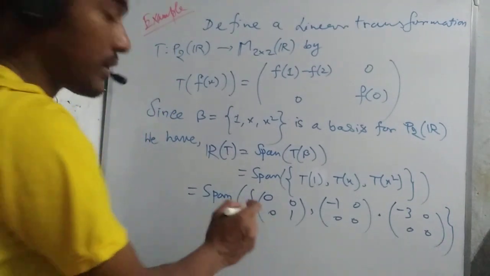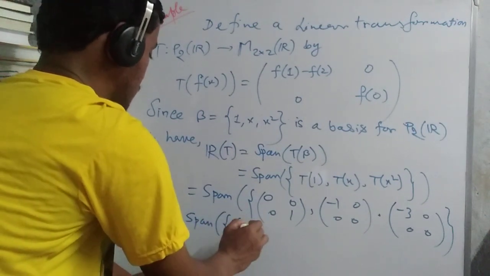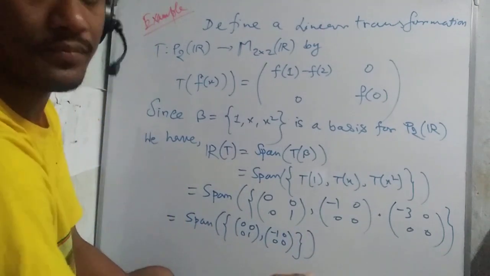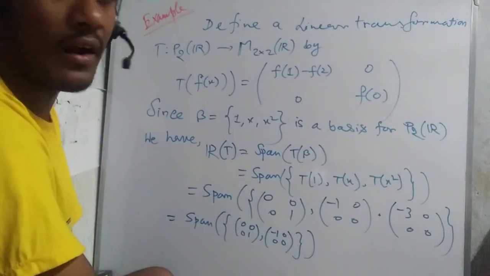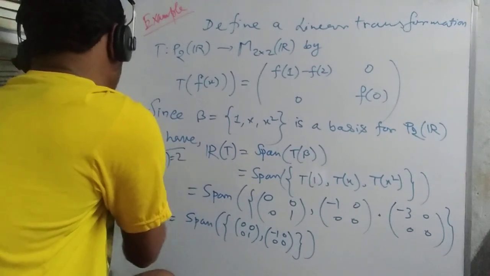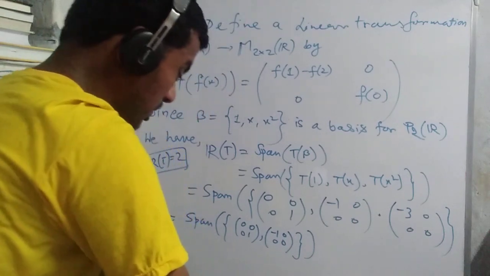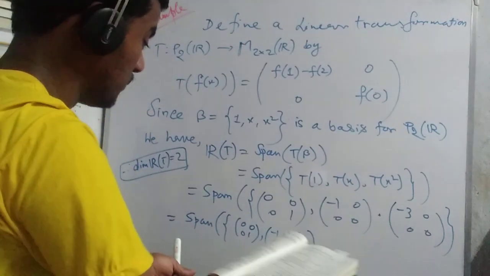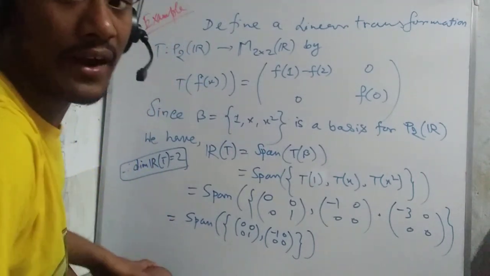Then we write it in this way, in short, this one equal to span of the matrices with entries 0, 0, 0, and -1, 0, 0, 0. Okay, then what happened? Thus we find a basis for R(T), and the dimension of R(T) equal to 2. Here we write dimension of R(T) equal to 2. Okay. So hence we found a basis for R(T), and this dimension of R(T) equal to 2. So we are now going to the nullity of T and rank of T.